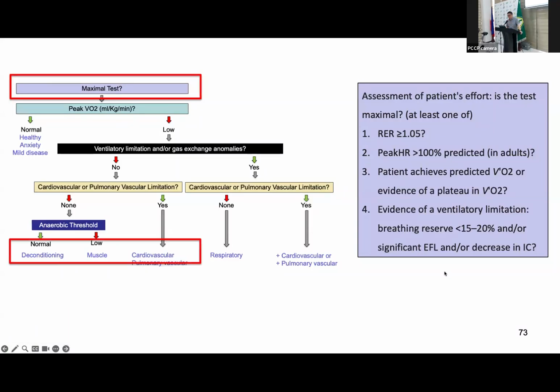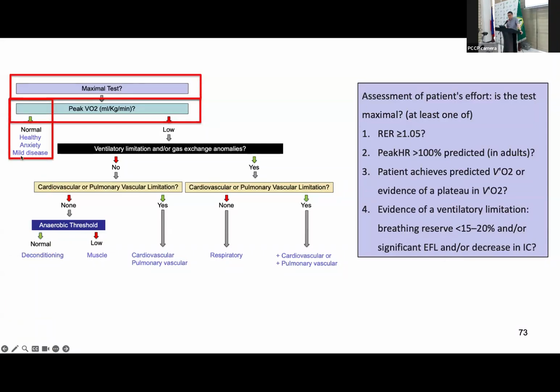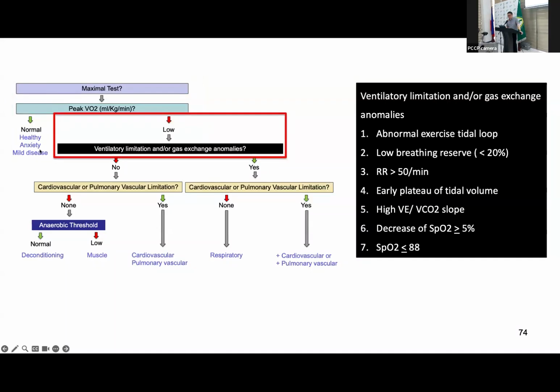So after that, you look at the peak VO2. Okay, if it is normal, the patient is healthy, or if the patient is really symptomatic, probably it's anxiety, or the patient has just a beginning mild disease. Okay, if it is low, the first thing that I look out for is a ventilatory limitation.